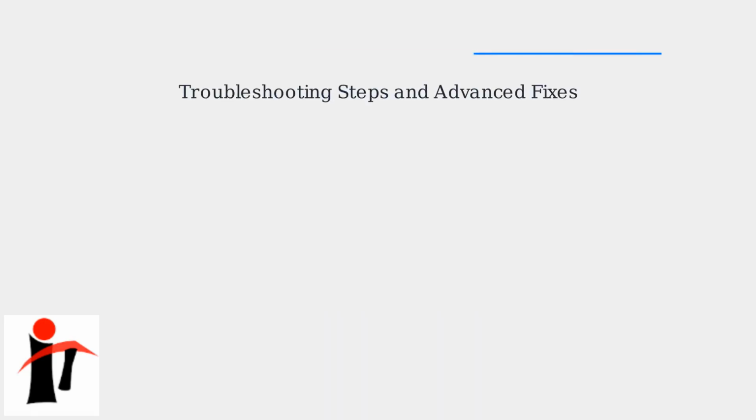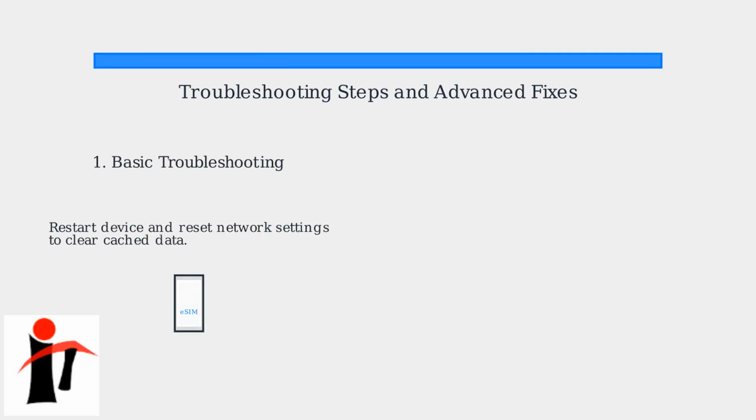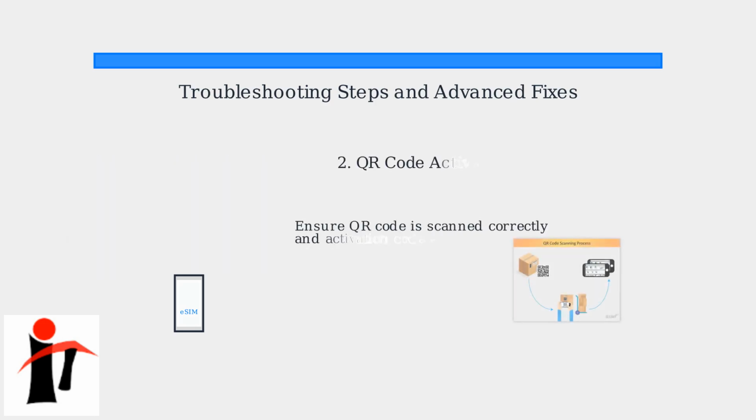If your US Mobile eSIM isn't activating, begin with basic troubleshooting. Restart your device and reset network settings to clear any cached data that might be interfering. If using a QR code for activation, ensure it's scanned correctly and that the activation code is entered accurately.